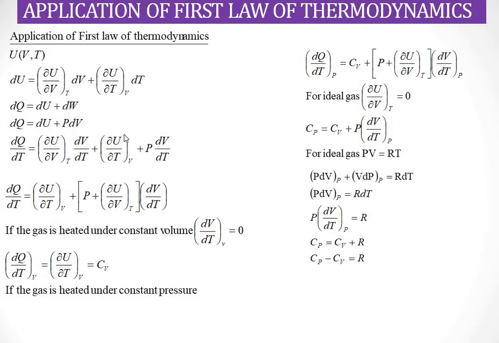So that term cancels, and there is only one term, (∂U/∂T) at constant volume. Plus here we have pdV. When we divide this with dT, you will get p into dV/dT. So that is the equation. We are taking dV/dT common and outside. So dQ/dT is equal to (∂U/∂T) at constant volume plus, taking dV/dT outside, [p plus (∂U/∂V) at constant temperature] into dV/dT. It is common to these two terms, so we can take dV/dT outside.